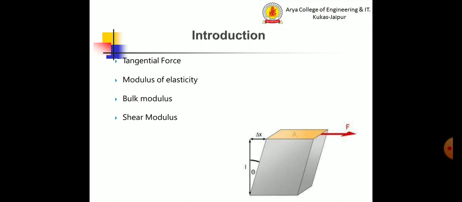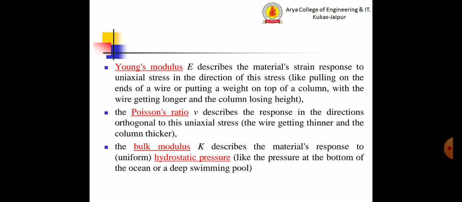Now we will discuss the modulus of elasticity: bulk modulus, shear modulus, Young's modulus. Young's modulus describes the material's strain response to uniaxial stress in the direction of the stress, like pulling on the ends of a wire or putting a weight on top of a column, with the wire getting longer and the column losing height.